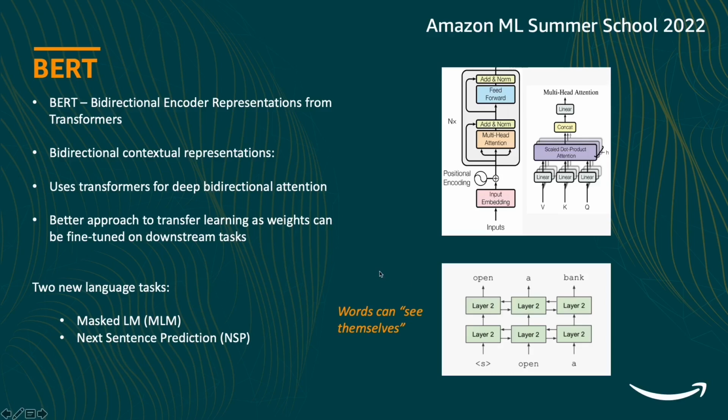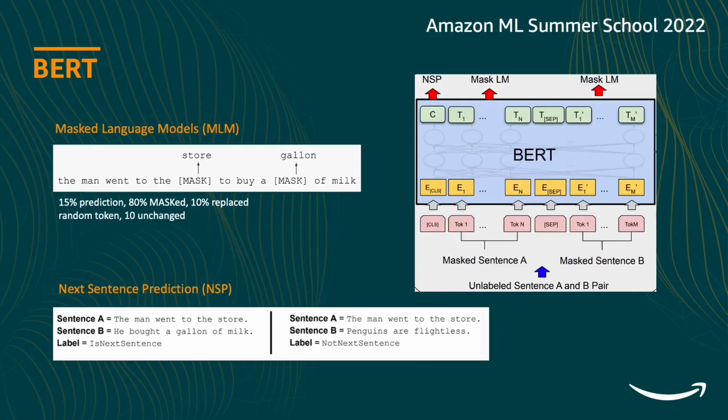So to avoid that, BERT uses two new language modeling tasks. One is called masked language modeling, and the other one is called next sentence prediction. So let us look at these two new tasks.